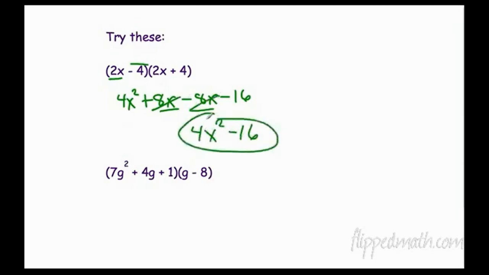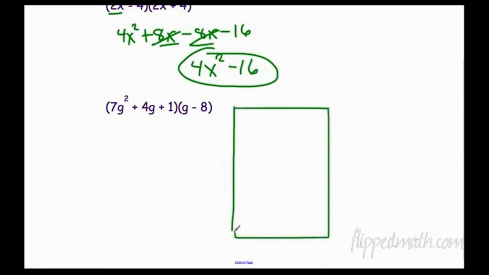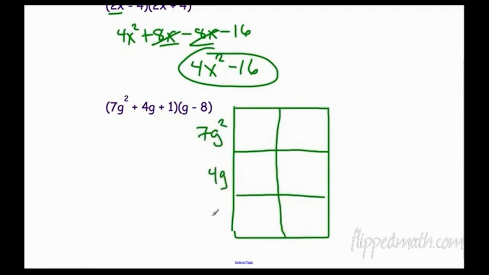All right, down here, I'm going to do this with a table. So I got 3, I need to go down 3. And I need to go over, it looks like 2. So that should be good. Let's see. All right, so 1, 2, 3, and 1, 2. All right, so we got 7g squared. We got 4g, and we got 1. And then up here we have g and negative 8.